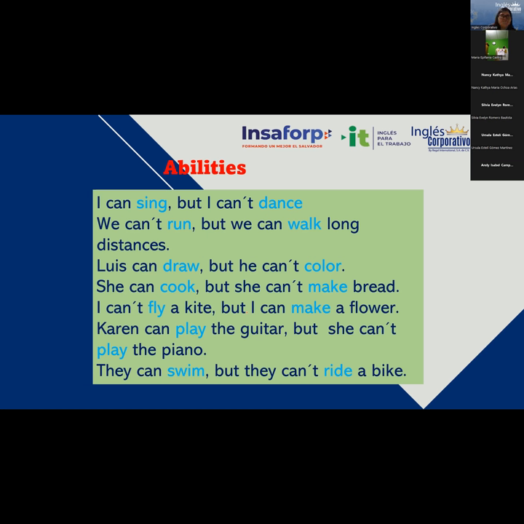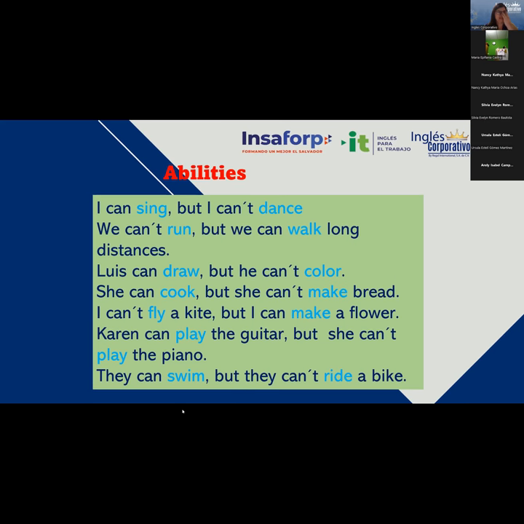Can you draw? Yes. Can you color? Yes. Porque hay gente que no puede y colorea así todo rayado, ¿verdad? But can you color? Yes. Can you cook? Yes, you can cook.